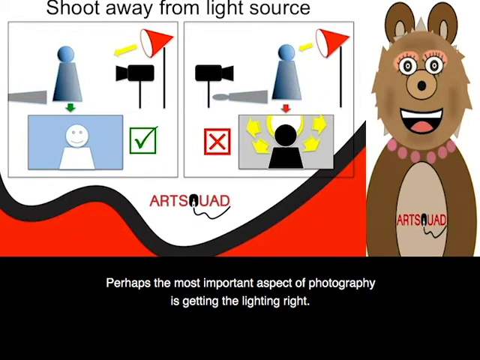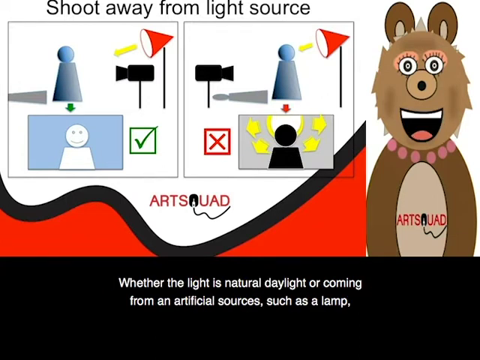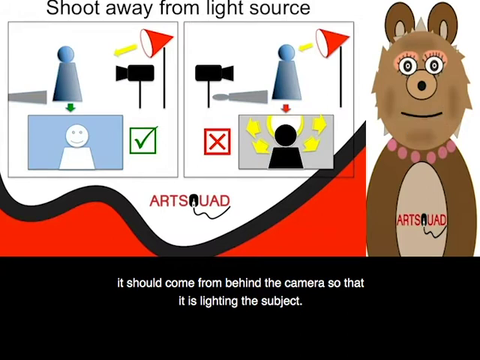Perhaps the most important aspect of photography is getting the lighting right. Whether the light is natural daylight or coming from an artificial source, such as a lamp, it should come from behind the camera so that it is lighting the subject.